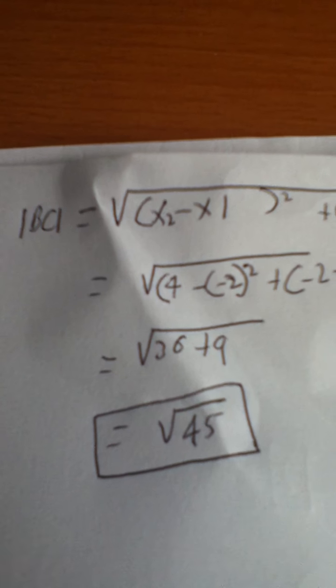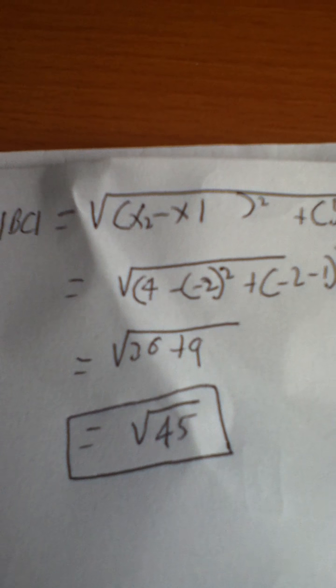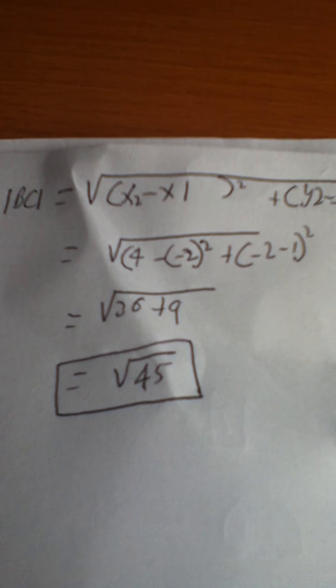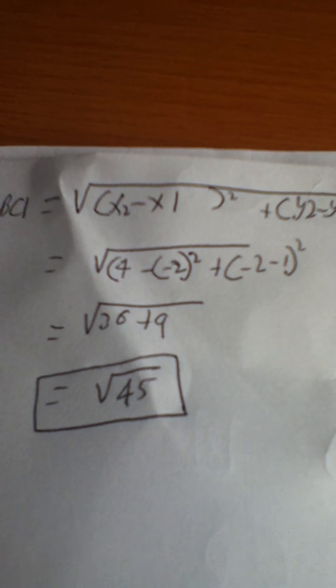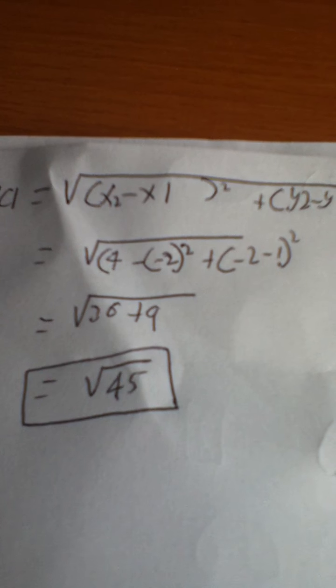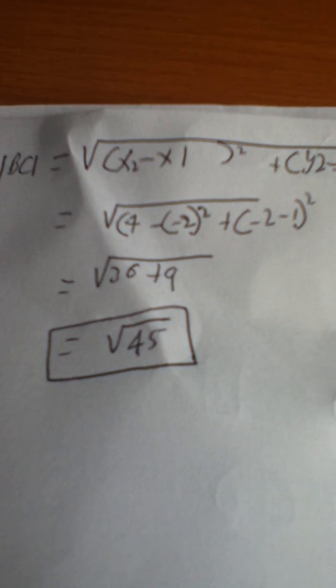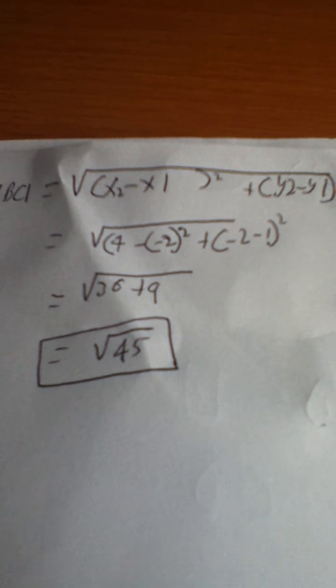And you're asked to find BC. So you do a distance formula. So the formula for distance is square root of bracket x2 minus x1 squared plus y2 minus y1 squared. So you fill it in, you get square root of 4 minus minus 2 squared plus minus 2 minus 1 squared. You're left with square root of 36 plus 9. So you're left with root 45.